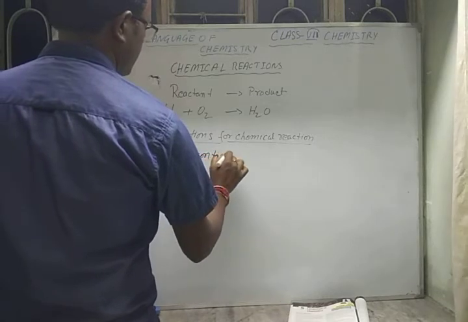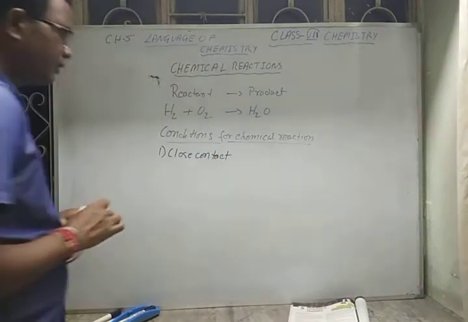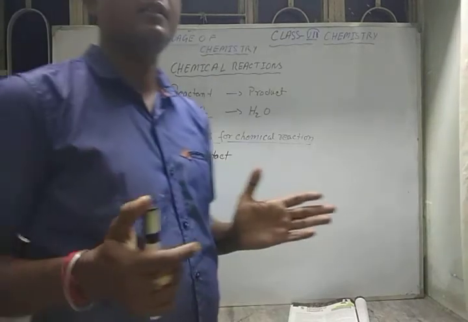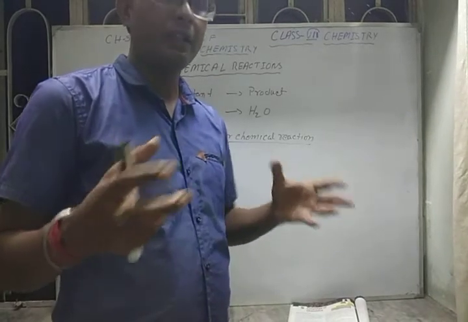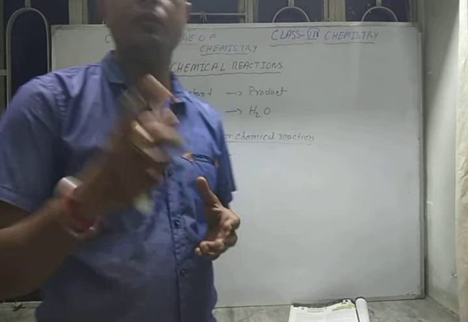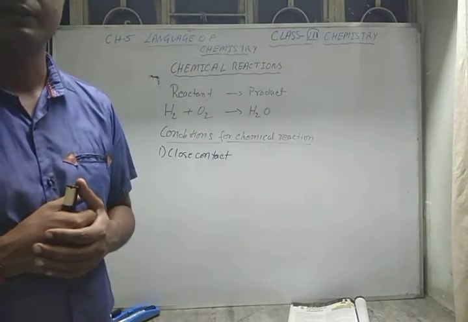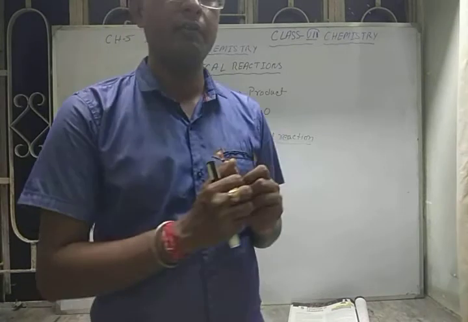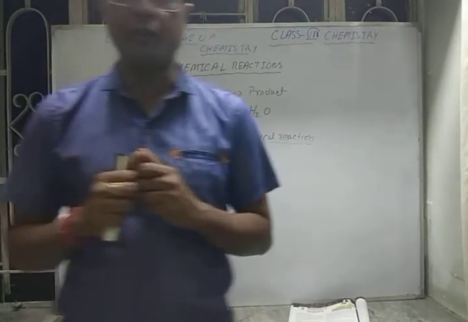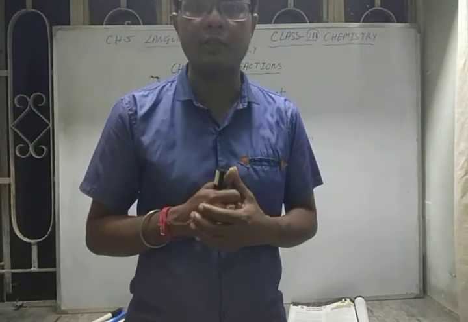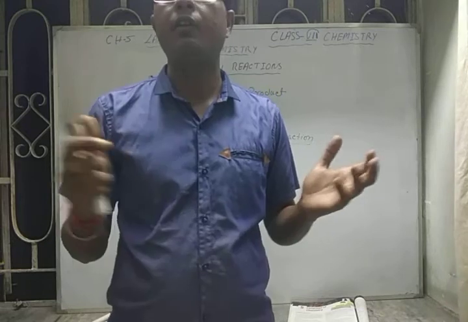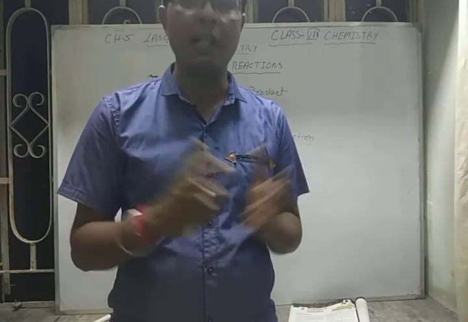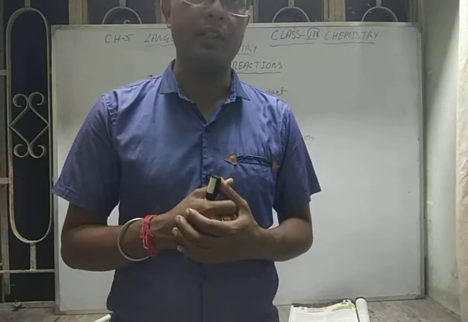Close contact. Close contact means what? When two substances come very close to each other, only then is the reaction possible. Suppose you are keeping hydrogen here and oxygen another way, and you are not combining them together in close contact. They will not react with each other to form water.